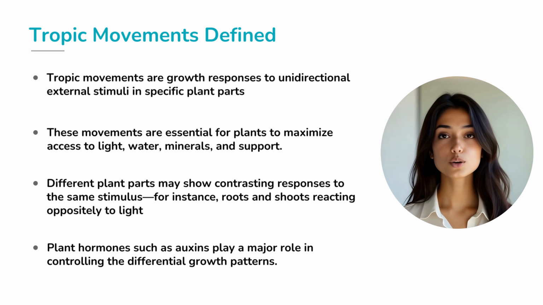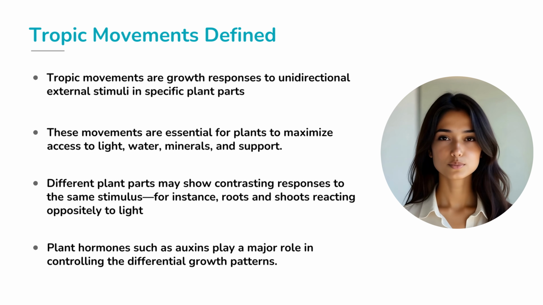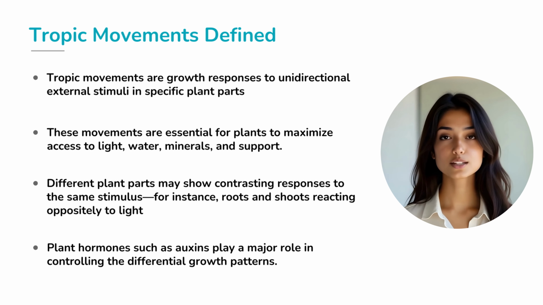Now let's bring all of this together. Tropic movements are the growth responses of plant parts to unidirectional external stimuli. They are essential for the plant's survival. Roots grow downward for anchorage and absorption, while shoots grow upward for light and food production. Different parts of the plant may even respond differently to the same stimulus.